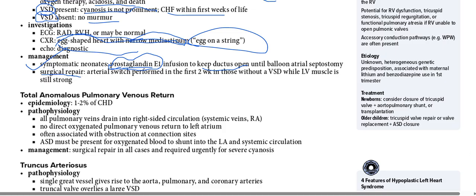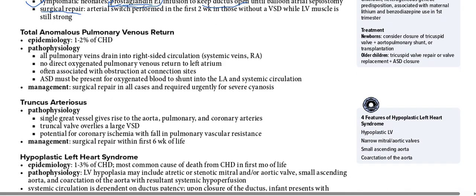Then the next thing to remember is total anomalous pulmonary venous return. All the pulmonary veins drain into the right side of the circulation. There is no direct oxygenated pulmonary venous return to the left atrium. Obstruction may be present. We don't need to learn a lot about the pathophysiology, only a little bit of management.